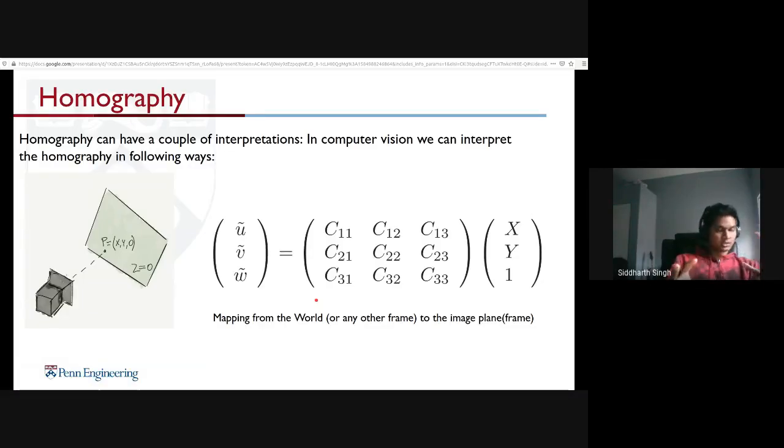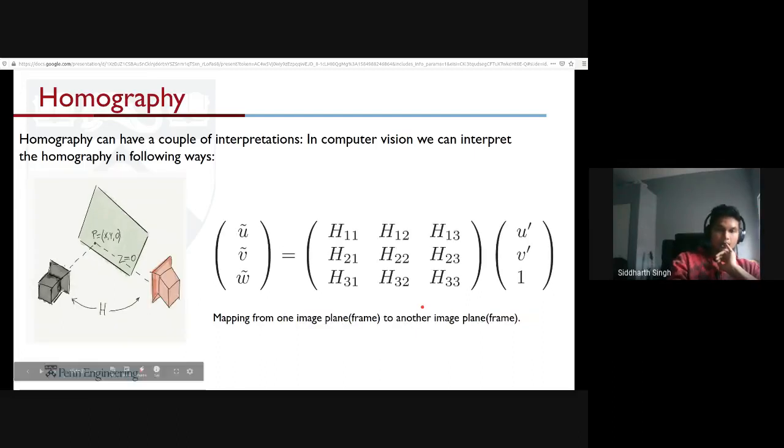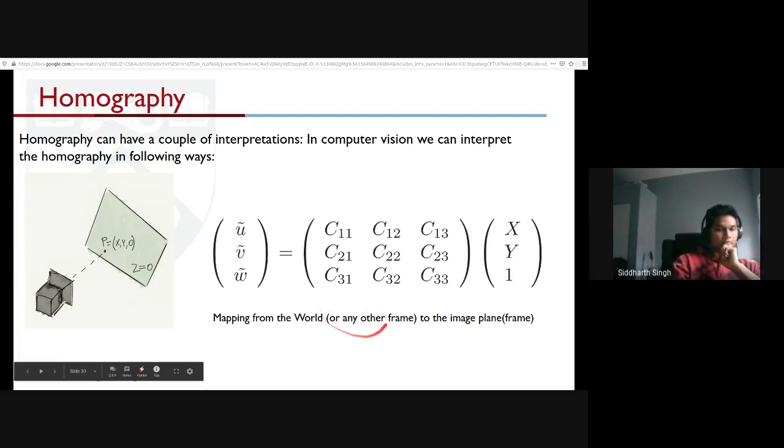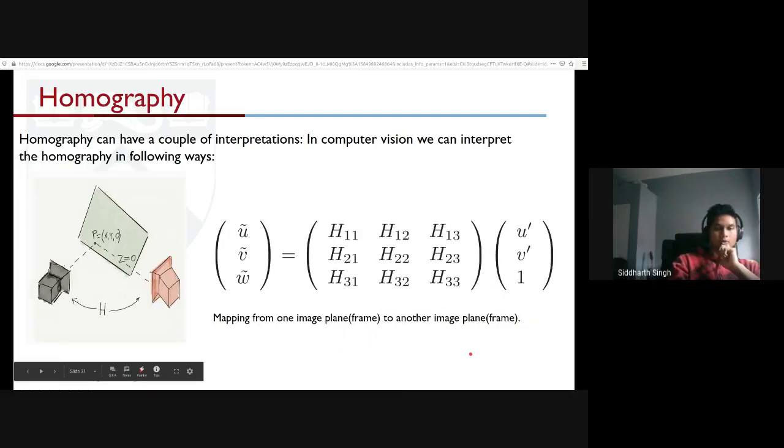As I said, there can be interpretations of homography. In the vision world, we talk about mapping from the world to the image frame, or any other frame to be exact. It's just a mapping, right? Another way of interpreting it is from the world frame to an image plane, or from one image plane to another image plane. Like I said, it's a general term. It's just a mapping that you can calculate between any two frames.